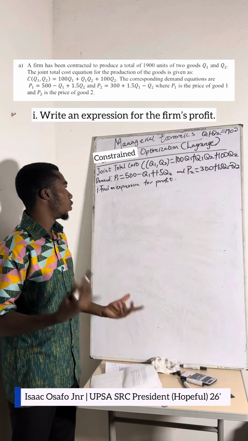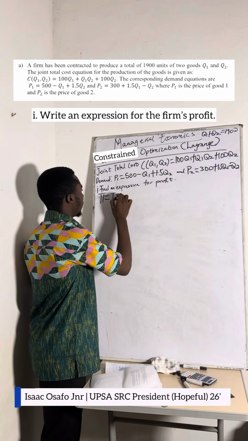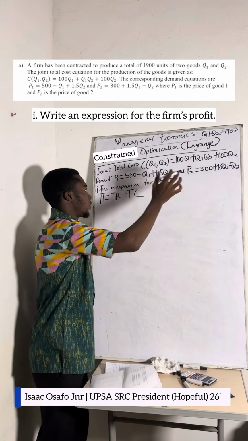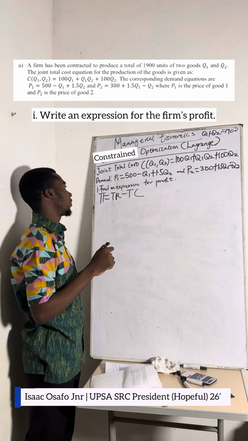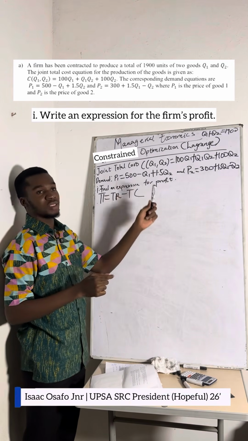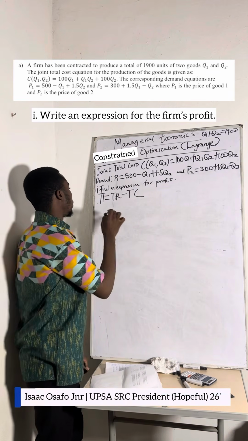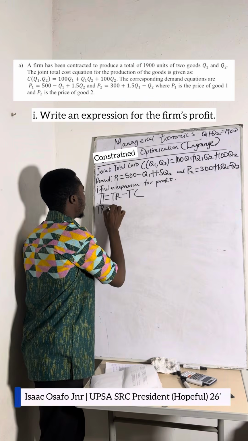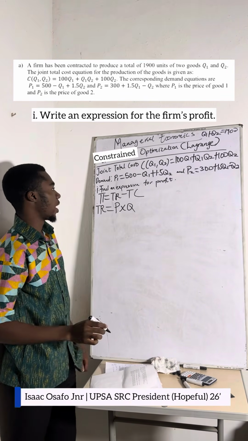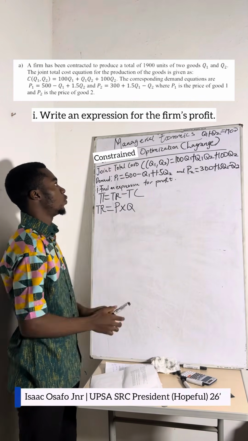Since you know that profit is equal to total revenue minus total cost, we already have the joint total cost function. So you also have to find the joint total revenue function. But they didn't give us the total revenue function, only the price. With the price, you can easily find the total revenue. We know that total revenue is price times quantity, but since they've given the price for each separately, we have to do it for each of them.